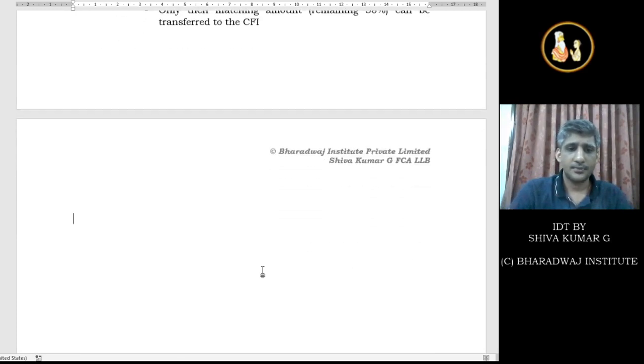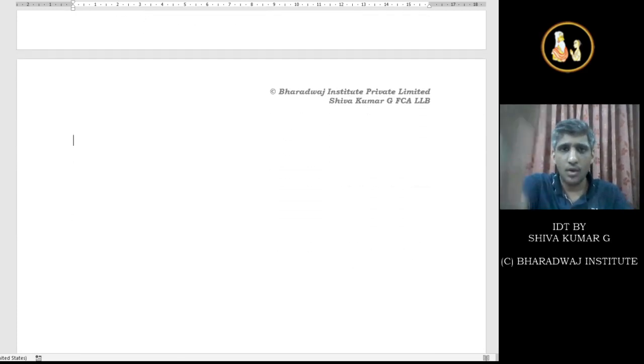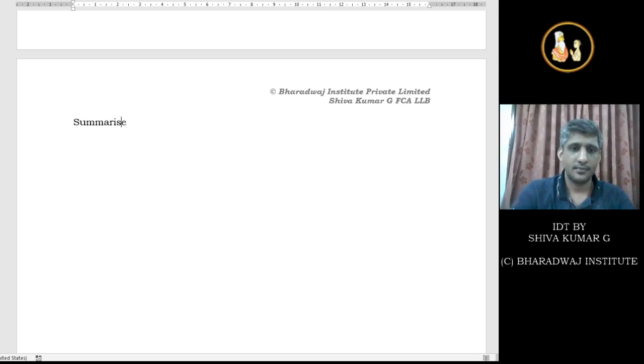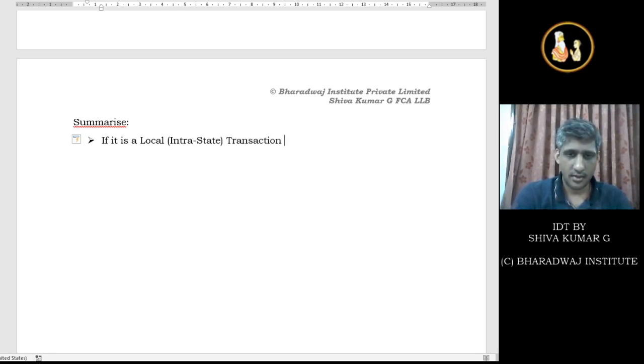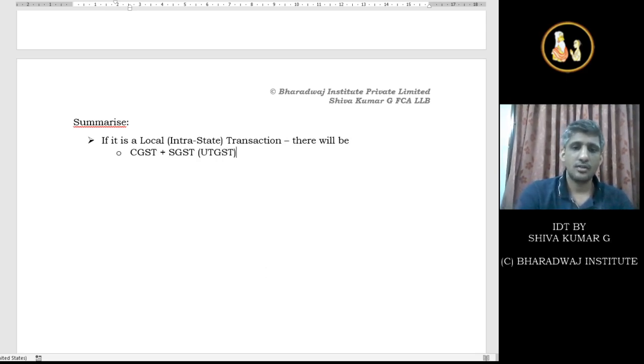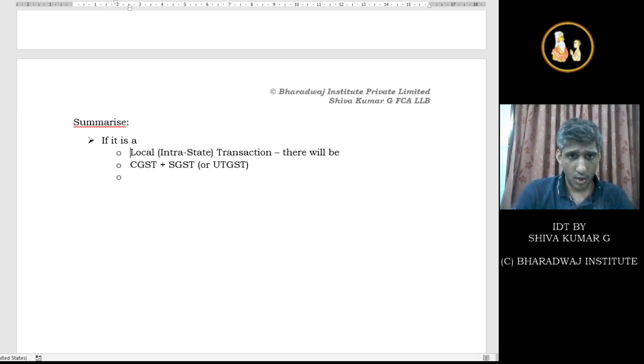Right? Great. So till now, let's summarize. What are the summary points? 1. If it is local, when I say local, it means an intra-state transaction, there will be CGST plus SGST, or UTGST. Wherever it is a union territory, we'll call it UTGST. If it is local, CGST.